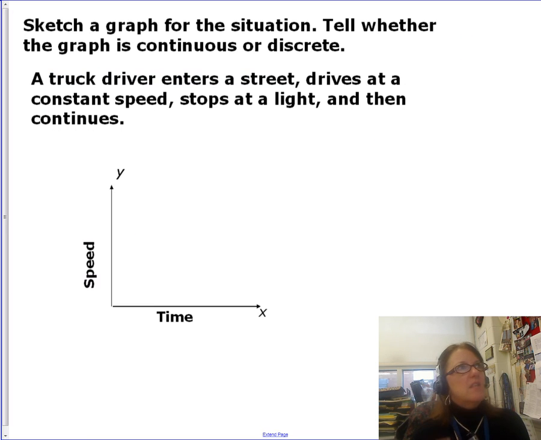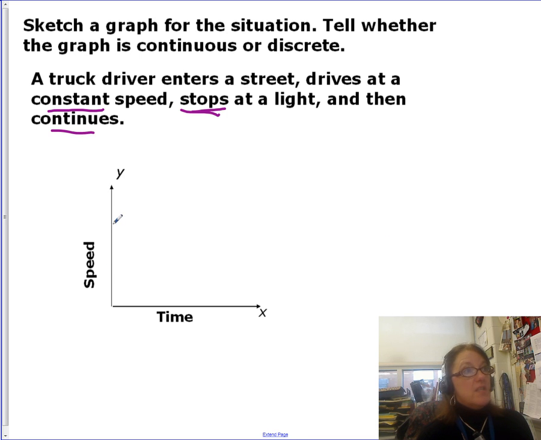All right, let's look at these. Here's a situation. Sketch a graph. Tell me whether it should be dots for discrete or connected for continuous. The truck driver enters the street, okay? So he's driving at a constant speed as he gets on the street. Then he stops at a stoplight, and then he continues.